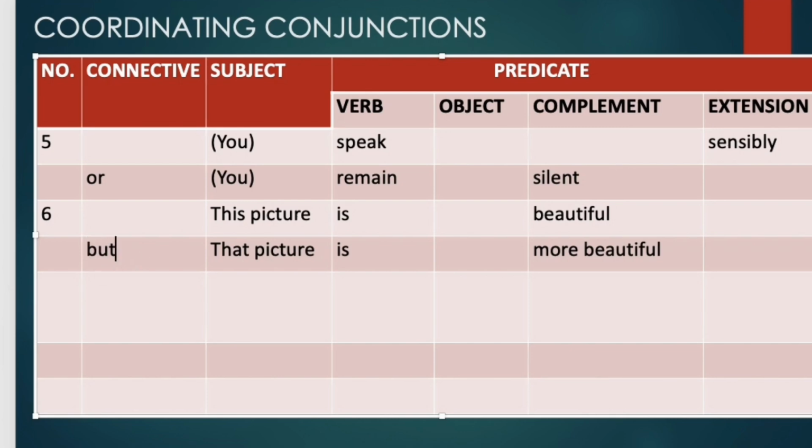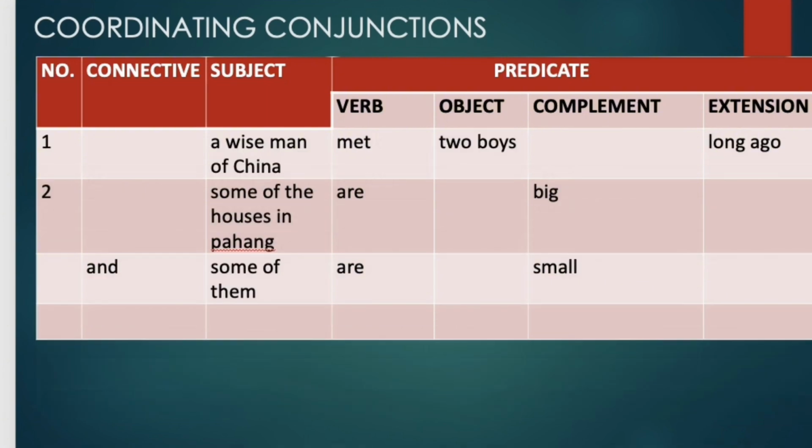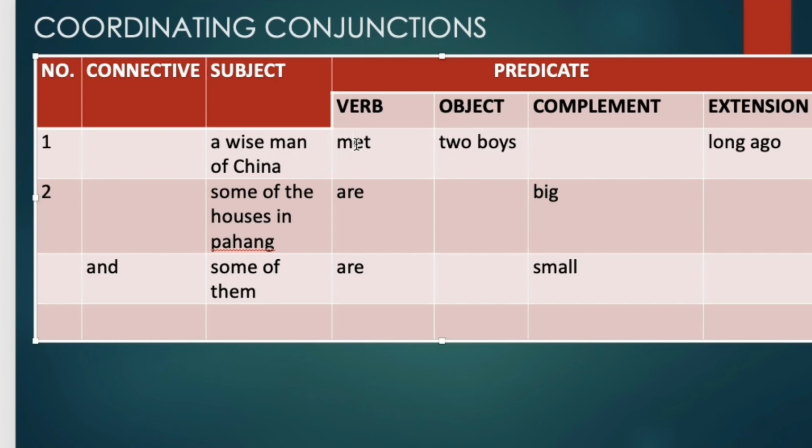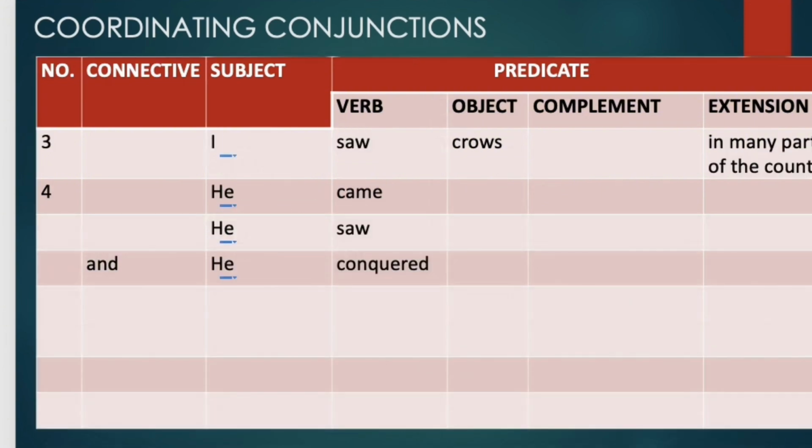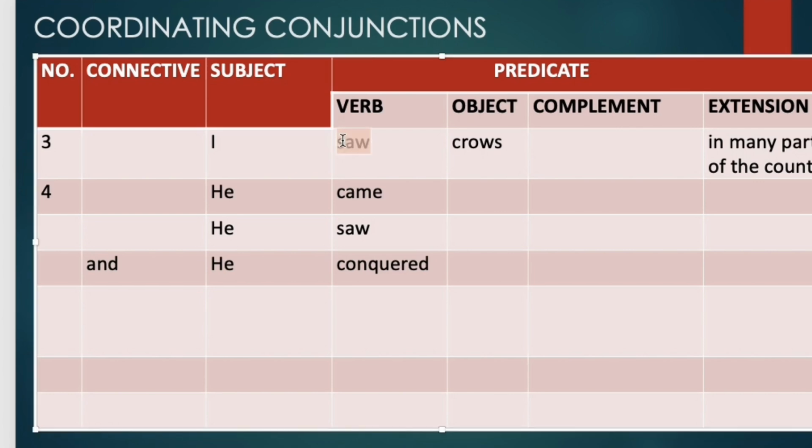So this is how we have analyzed these 6 sentences. Sentence 1 is a simple sentence as it contains only one verb, met. Sentence 2 is a double sentence as it contains two verbs, are. Sentence 3 is a simple sentence as it contains only one verb, saw.